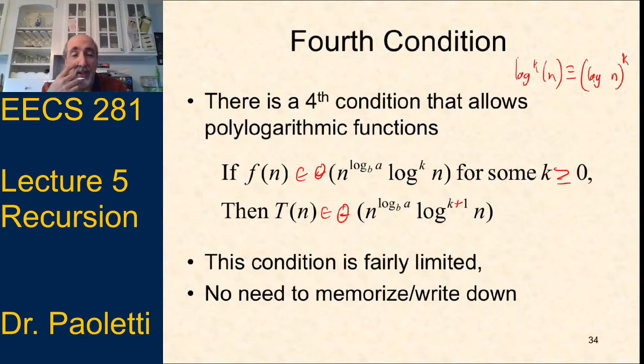So if f of n is of the form n to the log base b of a, and those are the real b and a from the original recurrence relationship, times log of n to any power, k doesn't matter, then our T of n is going to be of the form n to the log base b of a times the log of n to the k plus 1 power. So we have to increase the power. So like I said, this one, you might need it for the labs, but not for the exams. So, something for the exams.